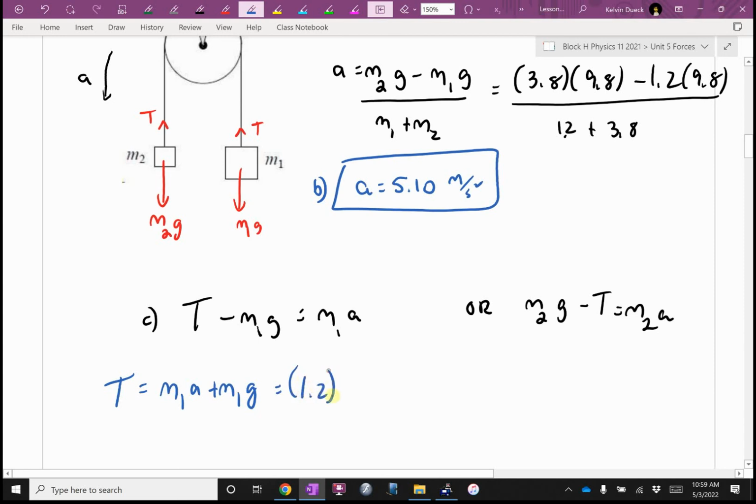1.2 times A, I'm going to write 5.10. All of you are going to use your answer button. Yes, yes, yes. Plus 1.2 times 9.8. What do you get? Riley, what'd you get? Oh, you're still typing? Okay. 17.9? 17.9?